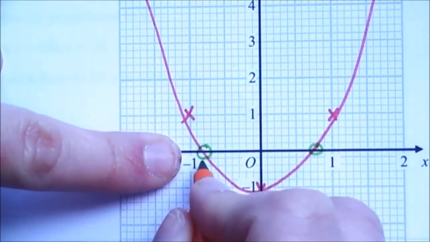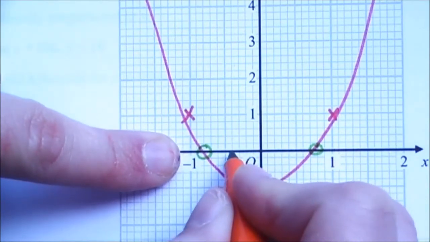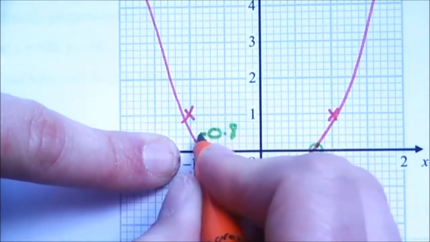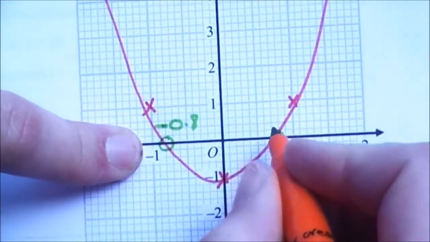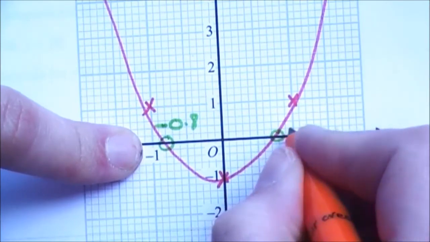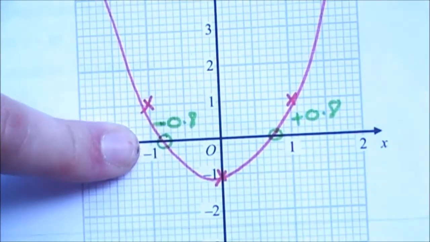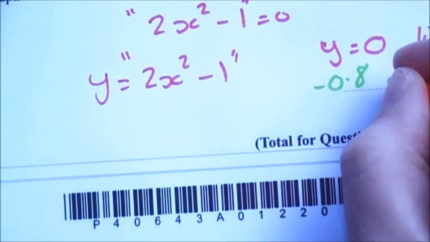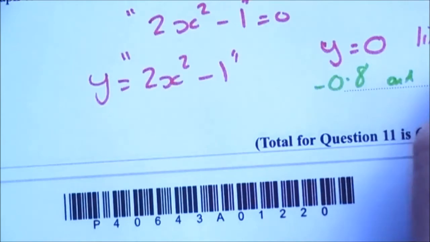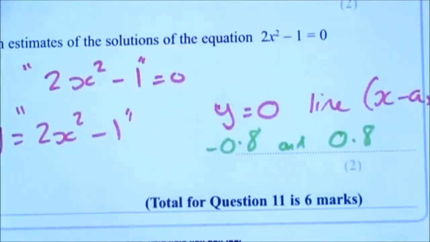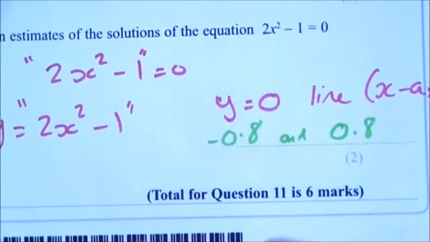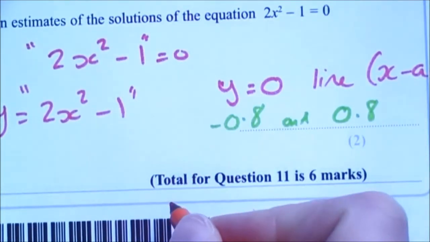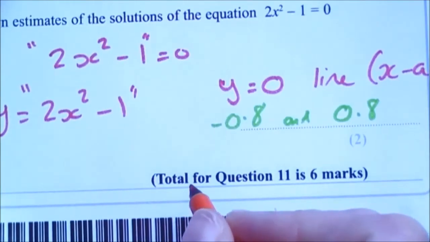Mine crosses through the negative axis at 1, 2, 3, 4, 5, 6, 7, 8. Negative 0.8 and 5, 6, 7, 8. Positive 0.8. So my solutions are negative 0.8 and positive 0.8. You can accept anything in the region from 0.6 to 0.8 and negative 0.6 to negative 0.8.